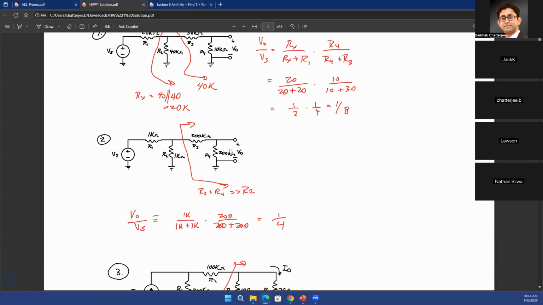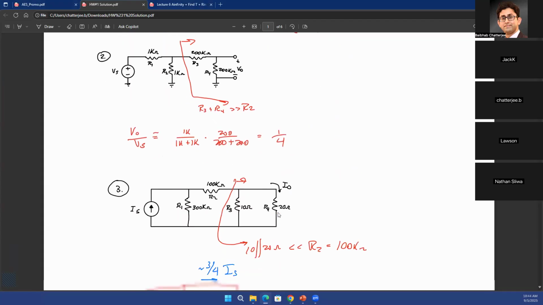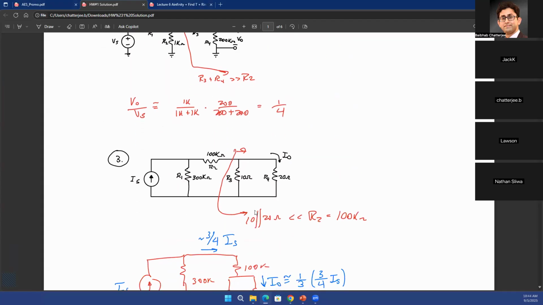It's again a voltage division problem. You have your VS source and VO at the output. Using a very similar way of calculation, if you have gotten 1/4 or something very close to that, your answer is correct. The third problem was a current division problem, again similar to the one that was shown in class.